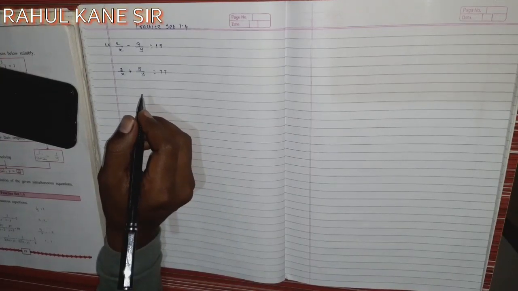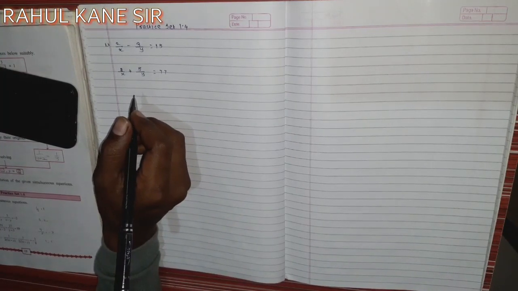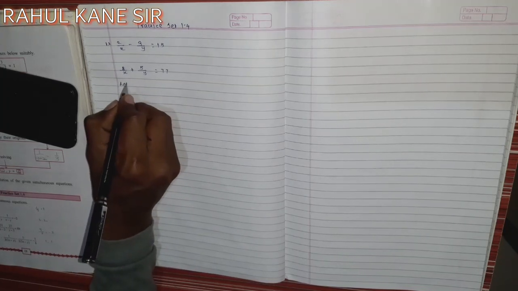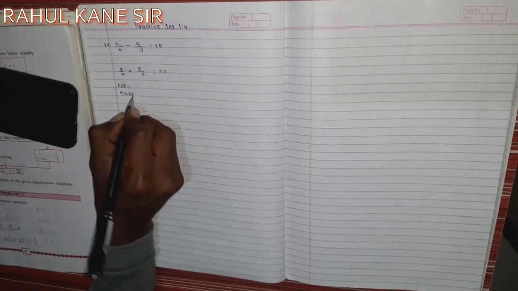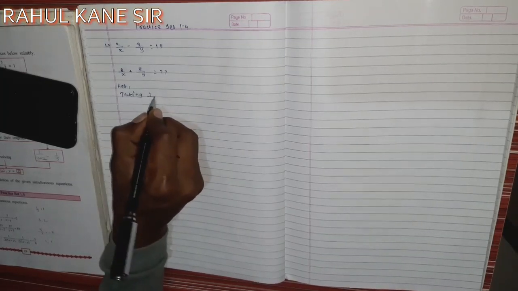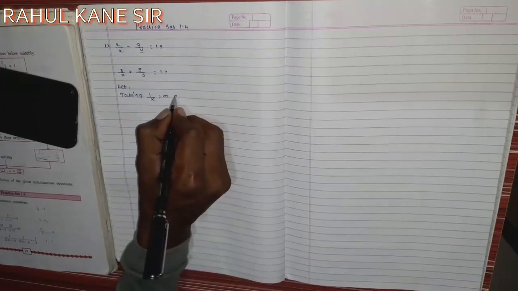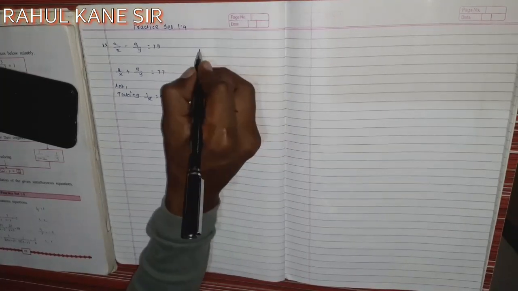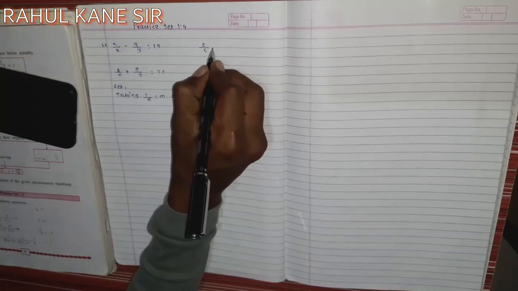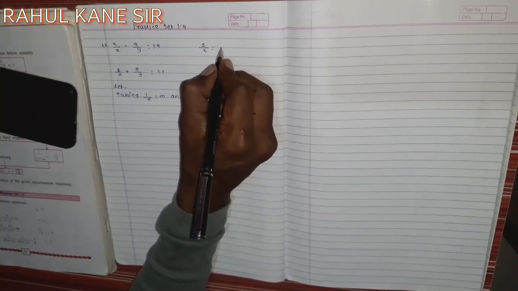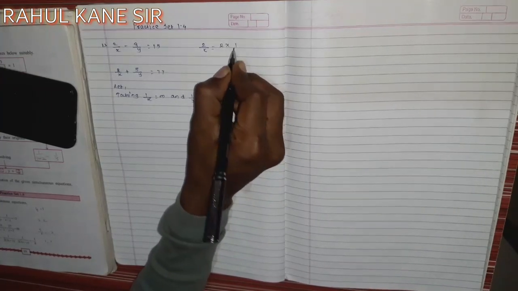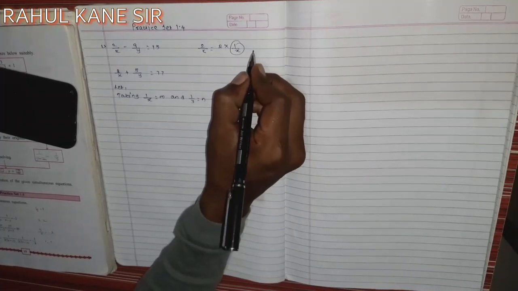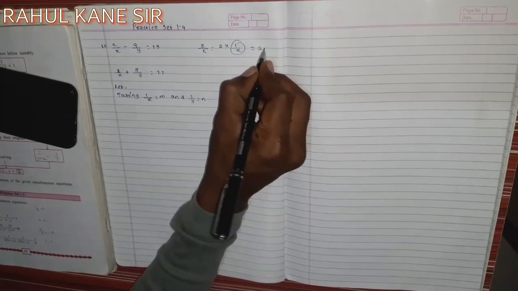Here the given equations are not in a standard form, so first we are going to convert them into a standard form. For this we are going to assume 1 upon x equals m and 1 upon y equals n. In the first equation we have 2 upon x, which means 2 multiplied by 1 upon x. For this 1 upon x we have assumed m, so we get 2m.